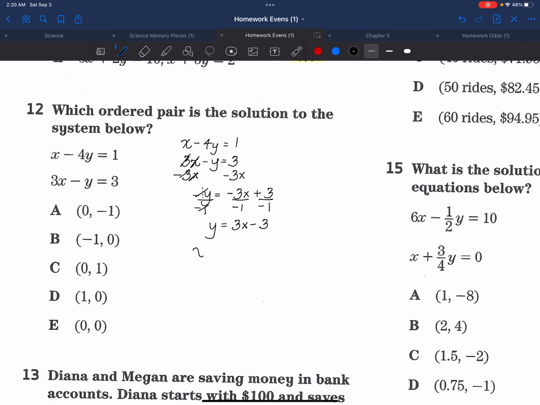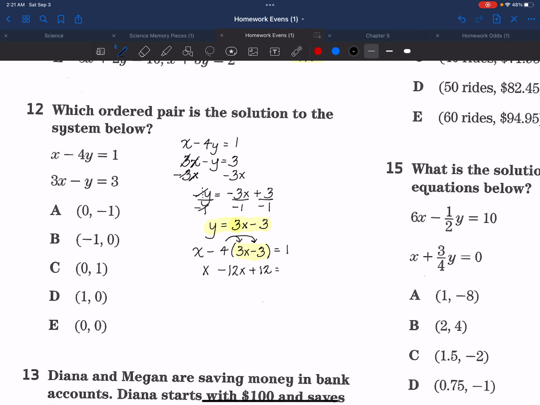Then I'll bring in that first equation and substitute this y term in there. And let me just highlight that so you can follow what I'm doing. We're saying that y is the same as 3x minus 3. So in this equation for the y, I'm substituting that binomial. Then you have to distribute your negative 4. So you'll get a negative 12x plus 12.